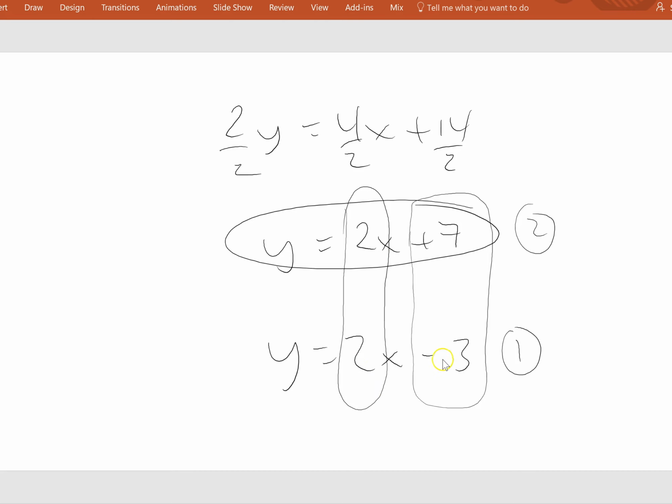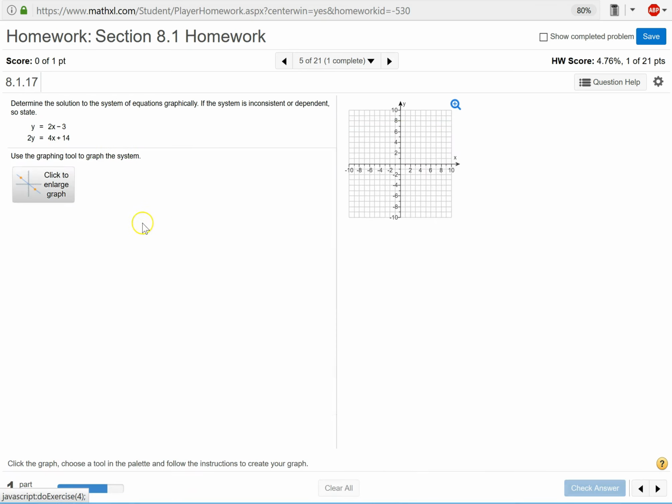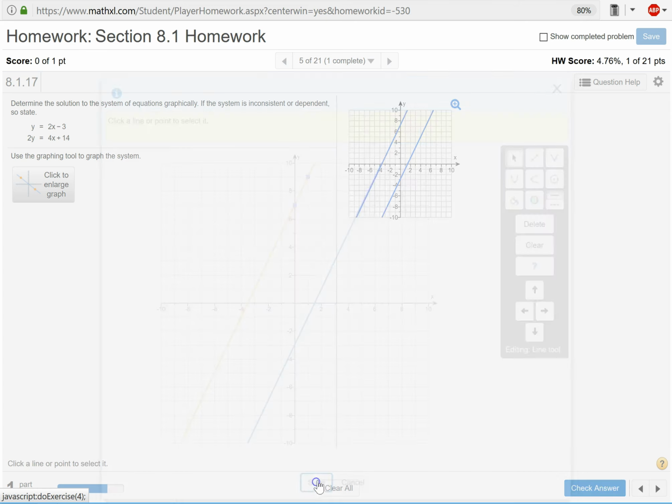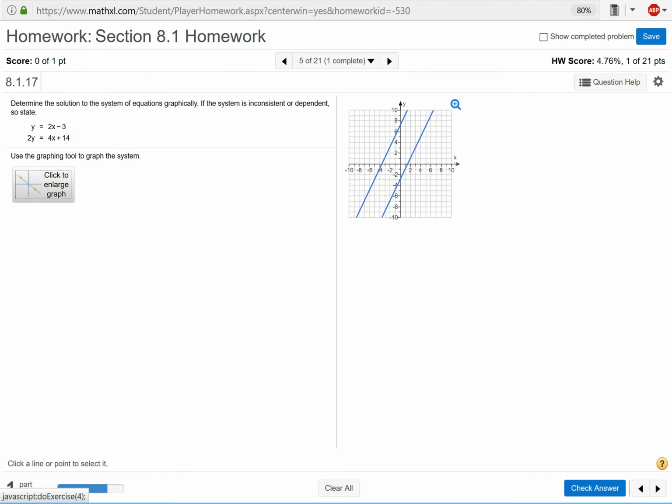Let's graph the first one technically. Enlarge it. We're starting off at negative 3. Boom. We're going to go up 2 and 1 to the right. Okay, let's graph the other one. The other one is actually start off at 7. We're going to go up 2, 1 to the right, and I think that's it. Let's check our answer. Awesome.